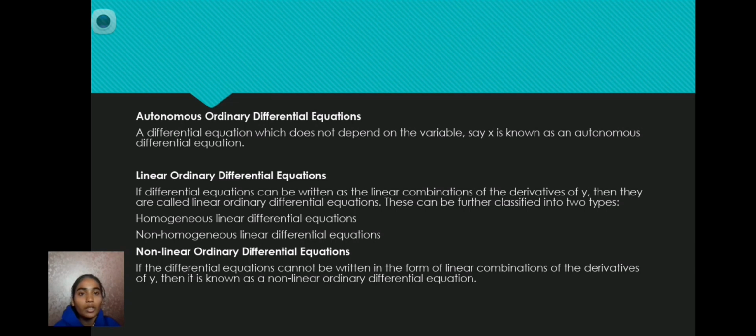Linear ordinary differential equations. If differential equations can be written as linear combinations of the derivatives of y, then they are called linear ordinary differential equations. This can be further classified into two types: homogeneous linear differential equations and non-homogeneous linear differential equations. And at last, non-linear ordinary differential equations. If the differential equations cannot be written in the form of linear combinations of the derivatives of y, then it is known as a non-linear ordinary differential equation.